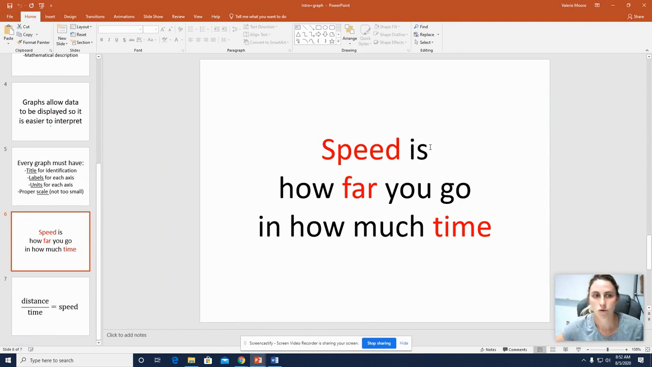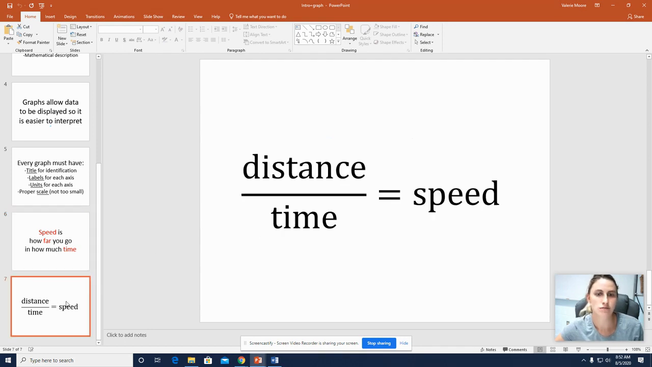All right, so what are we going to be learning about today? To give you a little bit of background, I'm going to give you this sentence here. Speed is how far you go in how much time. And here is our equation. Speed equals distance over time. We're going to use this today once we get our data. All right, let's do it.